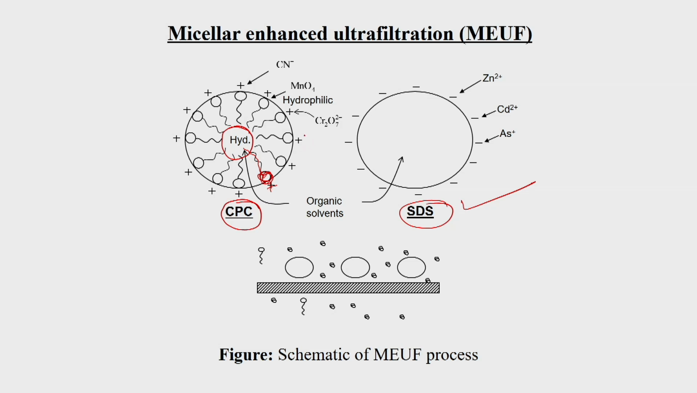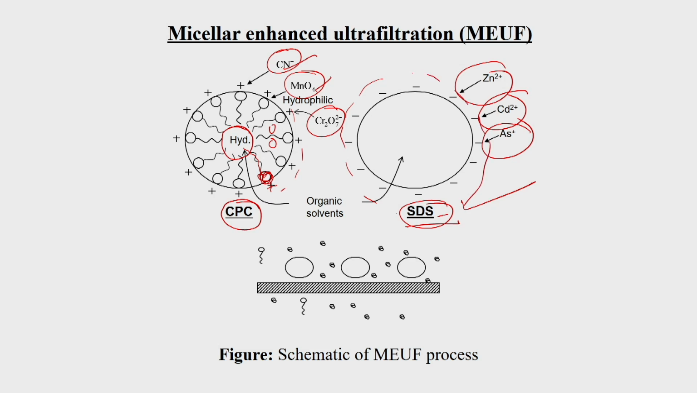So, it can attract many anionic pollutants like chromate or manganate or cyanide, and at the top surface like this, the non-ionic ones will be trapped inside. For sodium dodecyl sulphate, metal ions will be attracted on the top surface of the SDS globule.